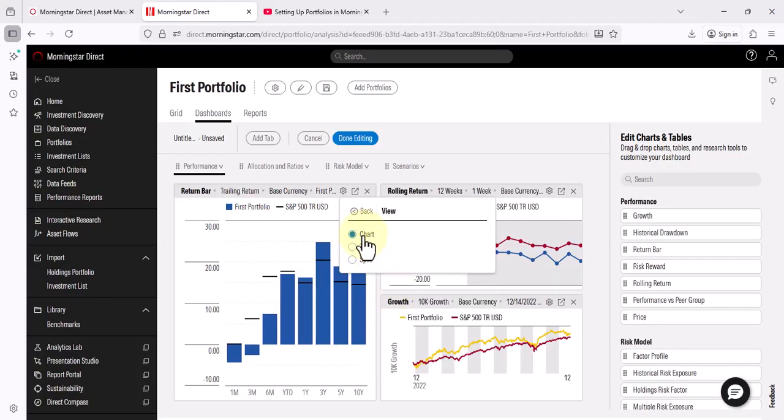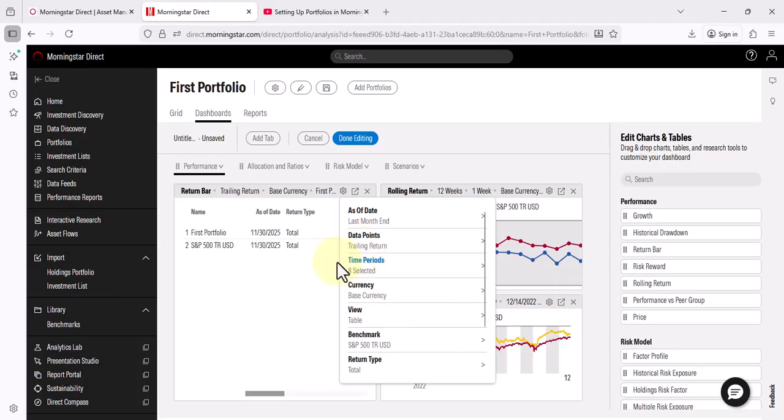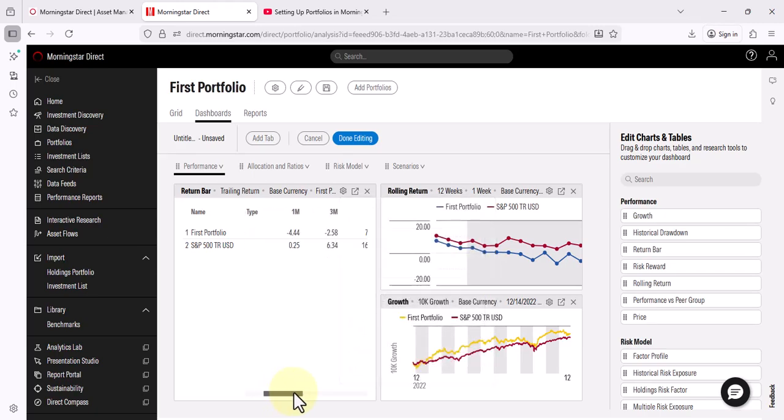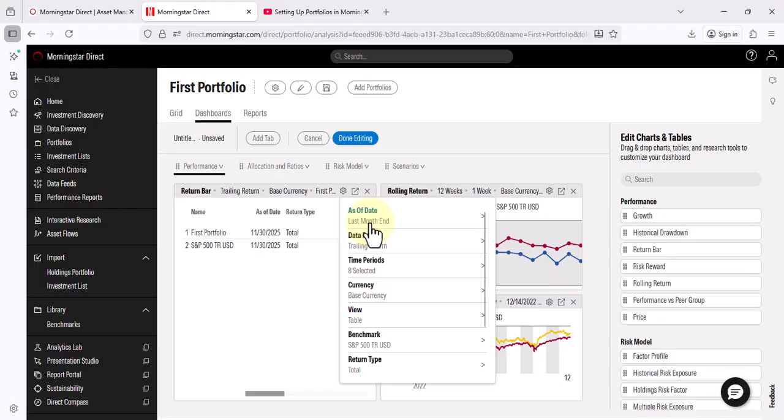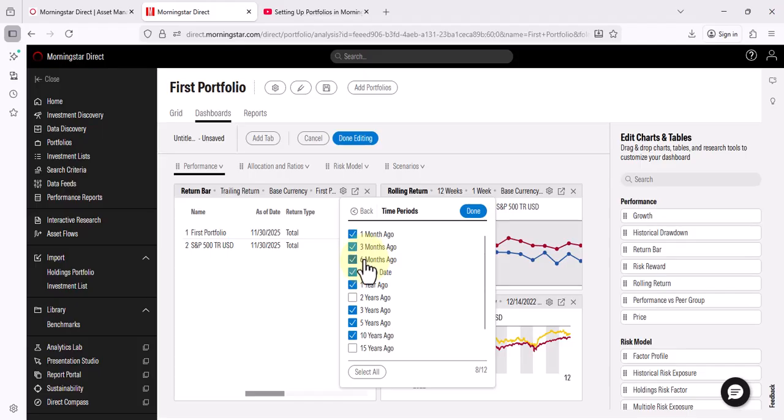I can change it from a chart to a table, which is what we were looking at before. I can change the dates. I don't really want to. It's giving me the dates that I want. I can change the time periods. I may want to here because I have a lot of time periods.